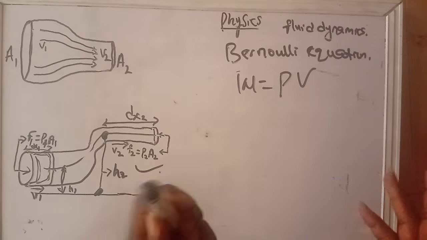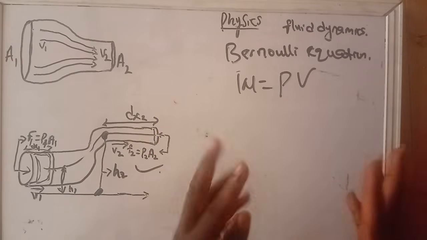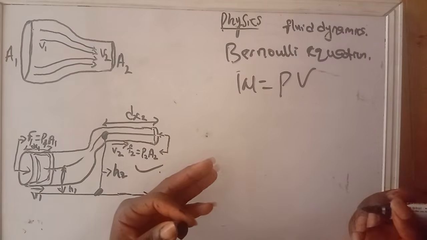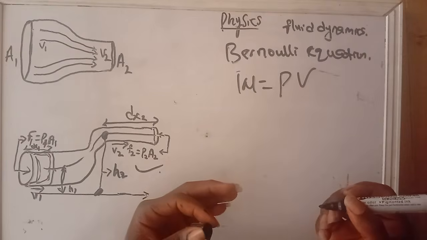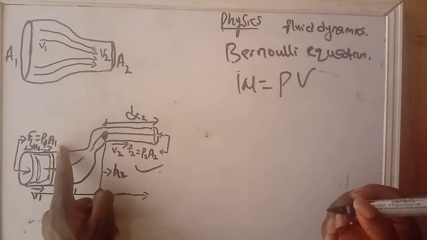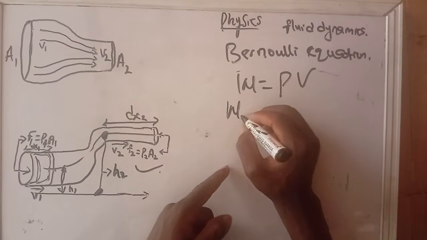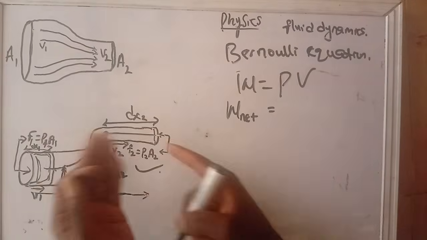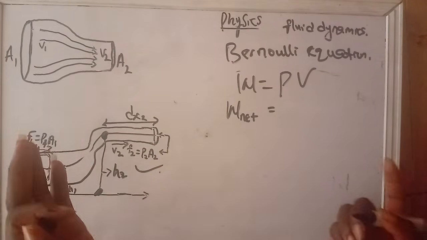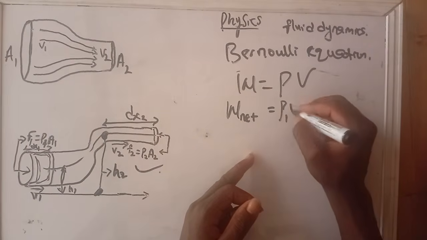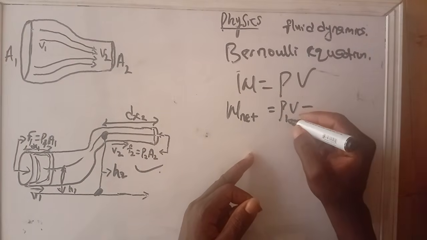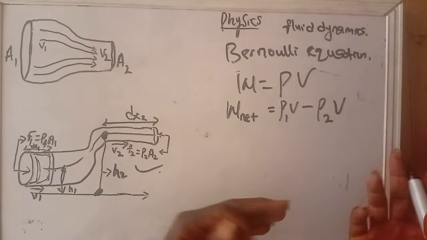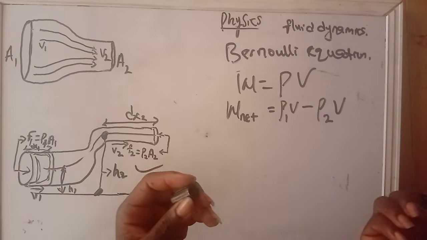Now because we have P2 here, we have P1 here, according to this, we can say our net work done. Why? Because the pressure work is entering, and pressure is also leaving. So we have P1 and P2. So we can say this is P1V minus P2V. Whether P2V minus P1V or P1V minus P2V, this is our net work.